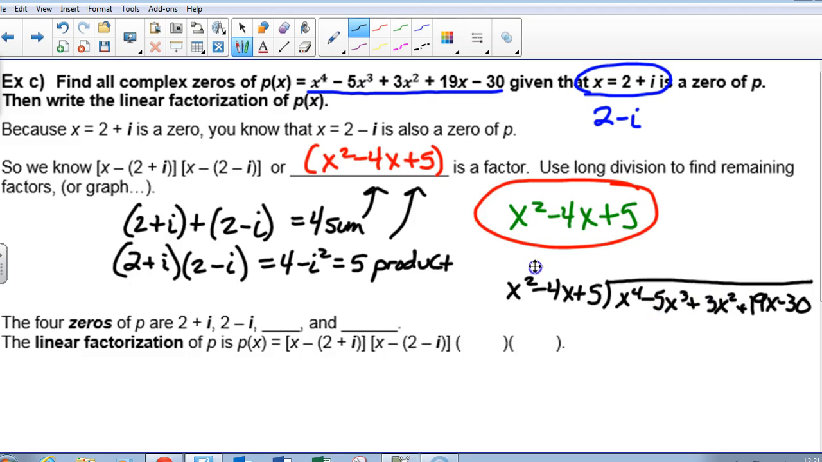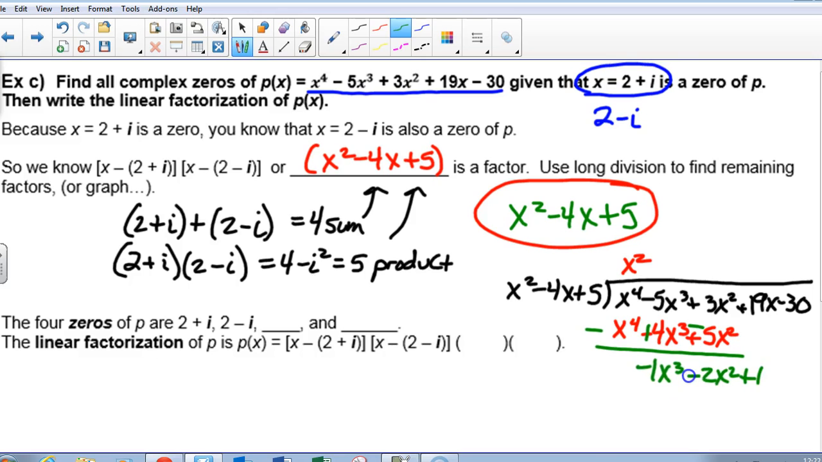Please talk me through this. X squared to x to the 4th, I need to multiply by what? X squared. Can you distribute that through this whole thing for me? Okay, and then remember we're subtracting each piece there. So we end up with a negative 1x cubed minus 2x squared. I think I did that right. Okay, now what?